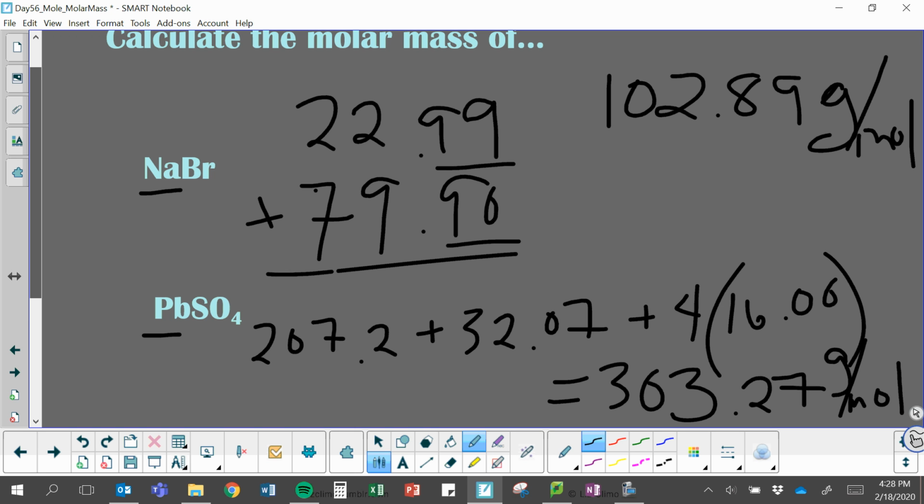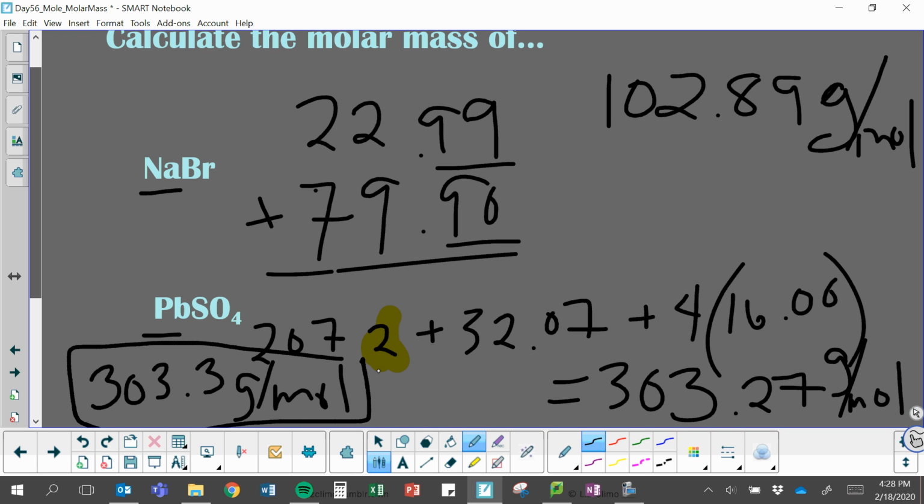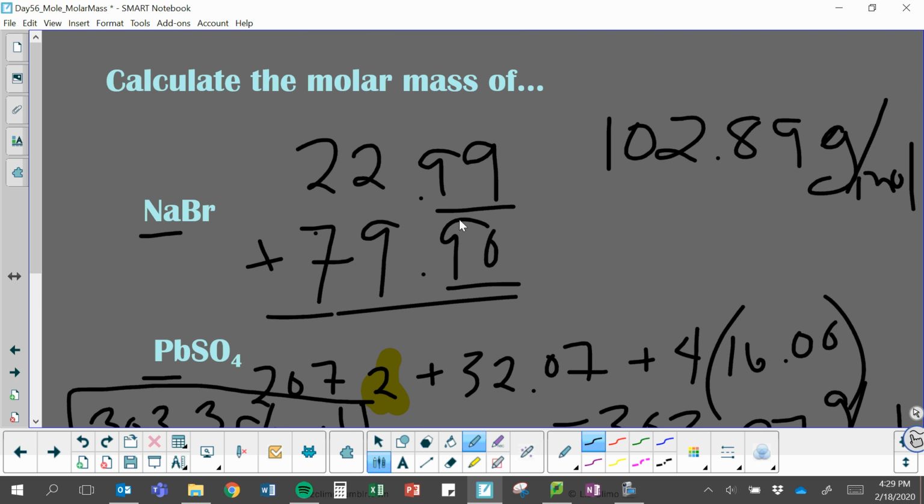However, this one, if you notice, we're adding again, so we're using the decimal place rule. It only goes 1 after the decimal place. So that means our answer is going to be 303.3 grams per mole. That will be our actual answer over here. Okay, and we will do some more of these, but this calculating molar mass, we will use in the future for when we are doing more unit conversions with moles.